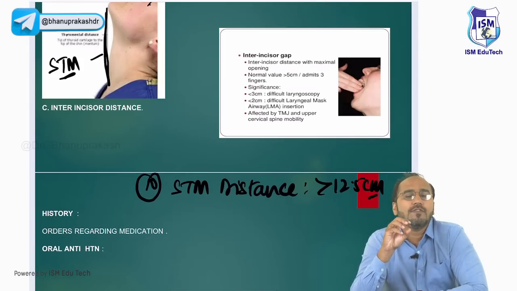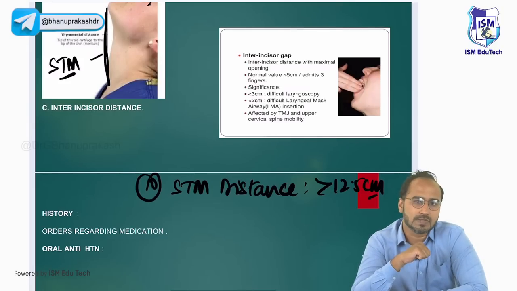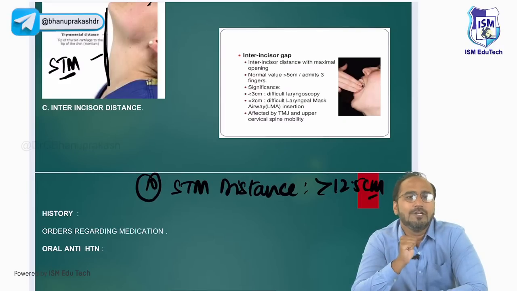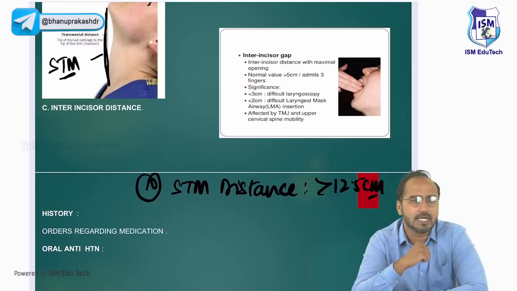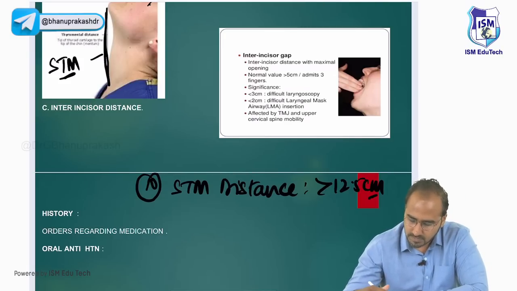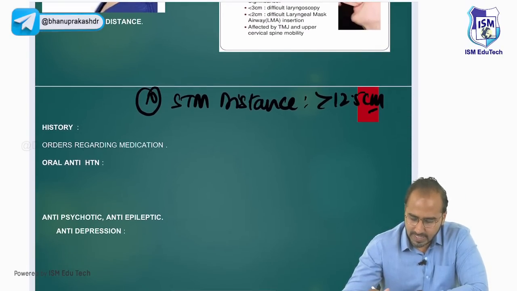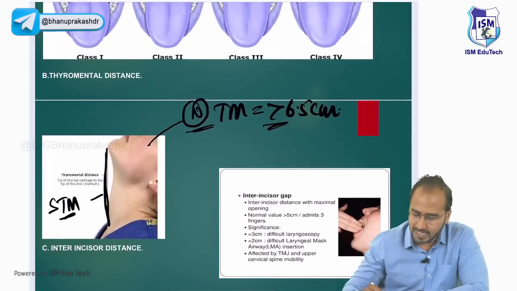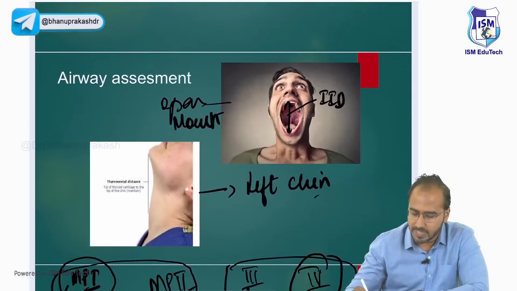In those patients, if they do not have adequate mouth opening, you cannot put the laryngoscope either. If you want to intubate, the best way is to open the trachea directly and introduce the tube. That is called tracheostomy. So remember guys, in the airway assessment, we tell the patient two things. What two things do we need to tell the patient?